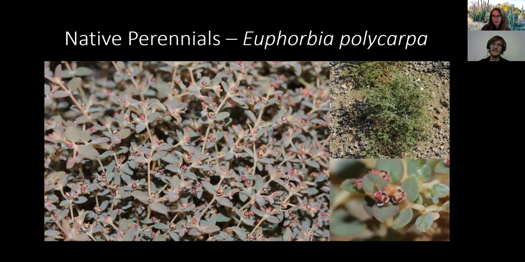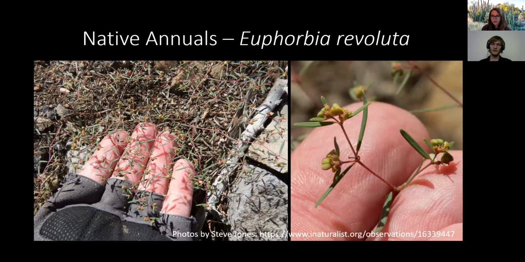So the second species that I want to go over is Euphorbia revoluta. The reason I want to mention this species is because there's not actually an observation of this species for the Metro Phoenix area yet.